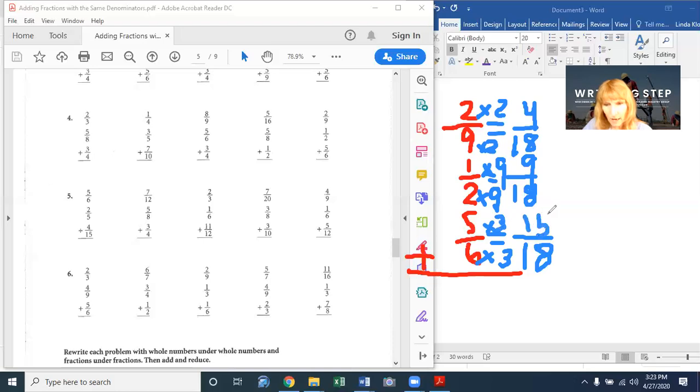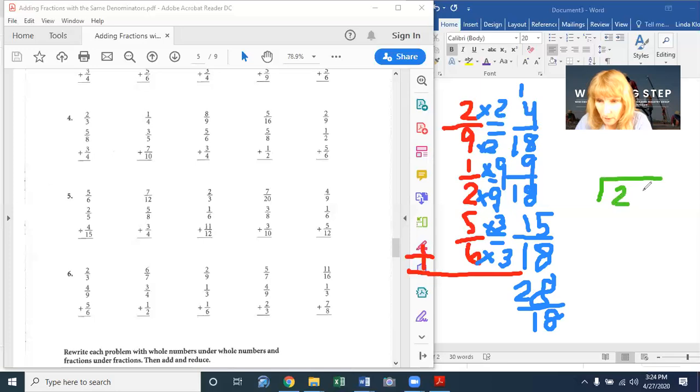So now I have to add my top numbers. My bottom number is going to be an 18. And my top number is going to be 4 plus 9 plus 15. 9 plus 4 is 13, plus 5, 14, 15, 16, 17, 18. Carry my 1 up here. 1 plus 1 is 2, so 28. I think that's right. Yep, 28. And then we have to divide. It's an improper fraction, so we have to put 28 on the inside and 18 on the outside.